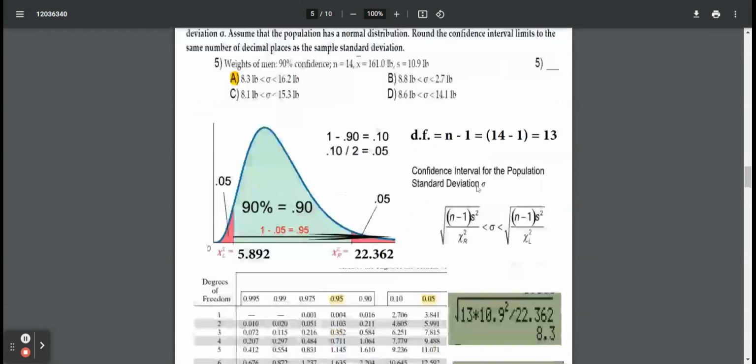All right, so what are we given here? Weights of men, we want to be 90% confident. n is 14, which makes my degrees of freedom 13. He gives me x bar, which is completely unnecessary. There's no need for x bar.